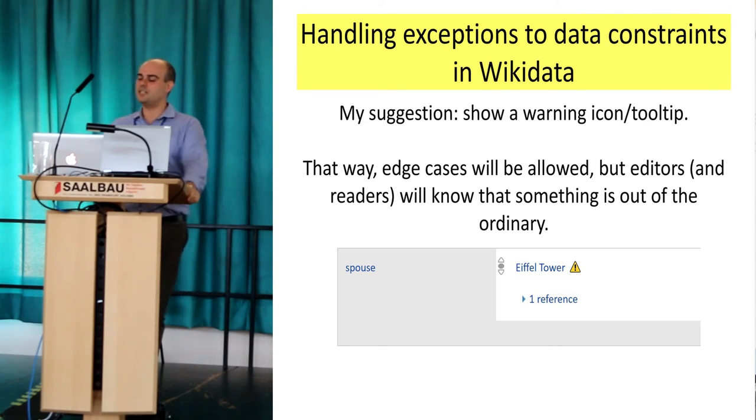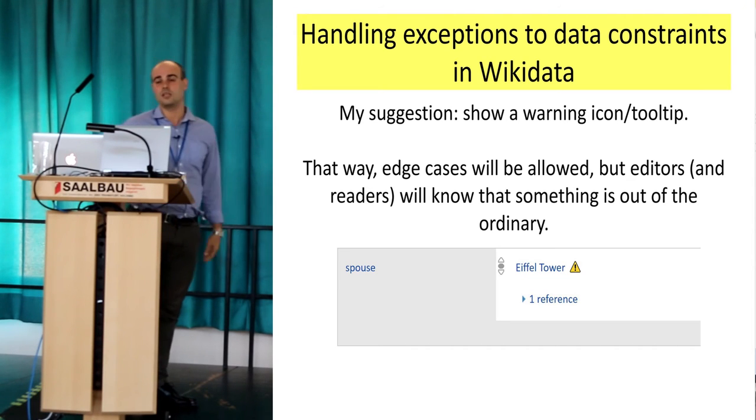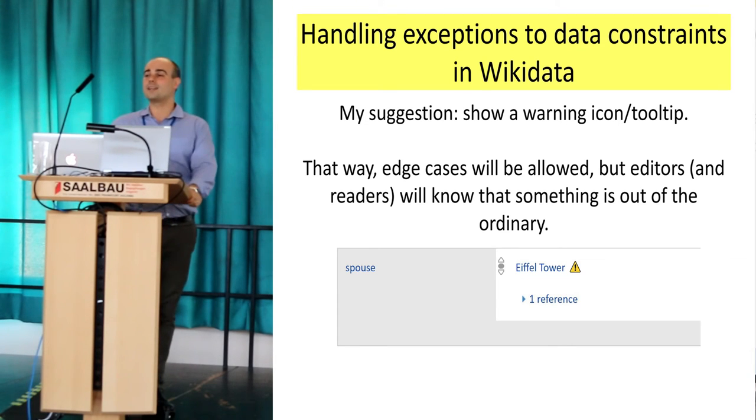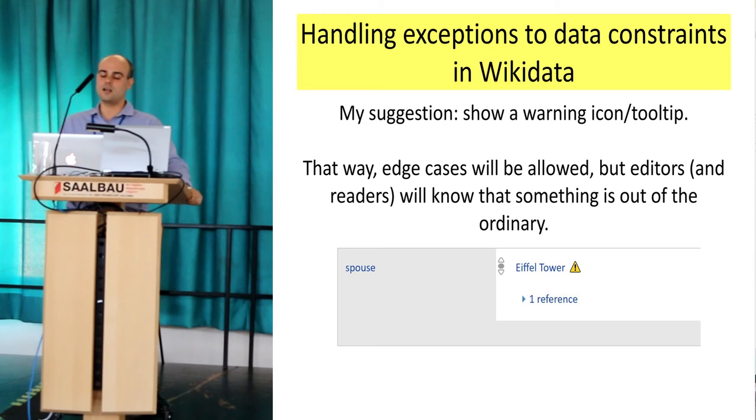My suggestion is to allow exceptions, but just show a warning of some kind saying this is out of the ordinary. So this is what it would look like on this person's Wikidata page. Now there'd just be a little icon, a warning icon or something like that saying, be aware that this does not fit the structure, the data structure as we've defined it.